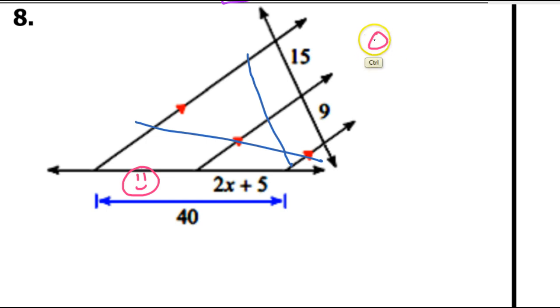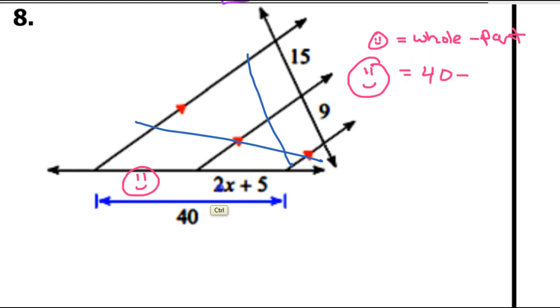If I want to find the missing piece, it is always going to be the whole minus the part that you already have. So the missing piece in this case is going to be the whole thing, which is 40, minus the part that we already have. So it's going to be 40 minus (2x + 5). Whole minus part will give you the other part.